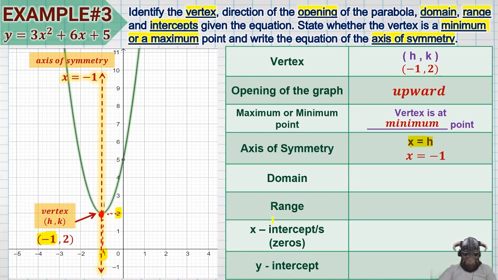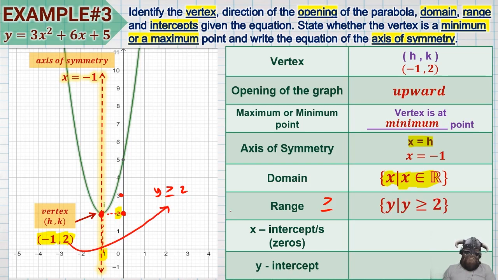Domain. Paulit-ulit lang tayo. All real numbers defined as x such that x is an element of real numbers. So, kokopyahin lang yan. Next, range naman. So, kung makikita nyo, from +2 dito sa point na to, tumaas siya ng 3, 4, 5, 6. So, pataas siya. So, is it less than or greater than? In this case, we will use greater than, wherein y is greater than or equal to the y value of your vertex, that will be +2. Yan. So, lagay lang natin sa set notation, y such that y is greater than or equal to +2.